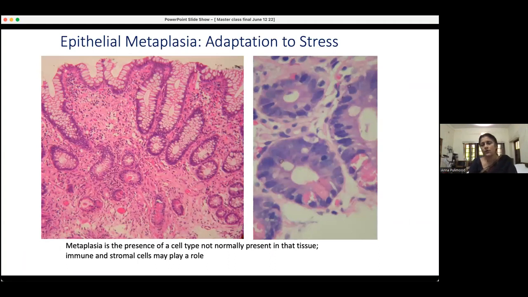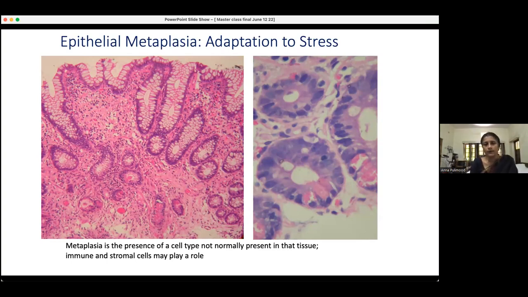In the presence of constant inflammation and stress to the stem cells and the stroma around it, the stem cells that are multiplying can give rise to cells that are normally not present in that tissue. So when you have a new cell type, not normally present in that tissue, appearing usually because of stress, that is called epithelial metaplasia.